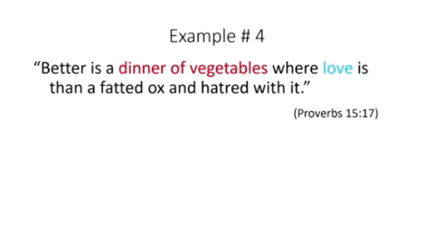The next line talks about a fatted ox and hatred with it. Now, in the past, when the Proverbs were written almost 3,000 years ago, people were farmers. When they had a very big feast, they would take a cow, slaughter it, cook it, and have a great meal of beef. And that was considered, if you were rich, that happened often.